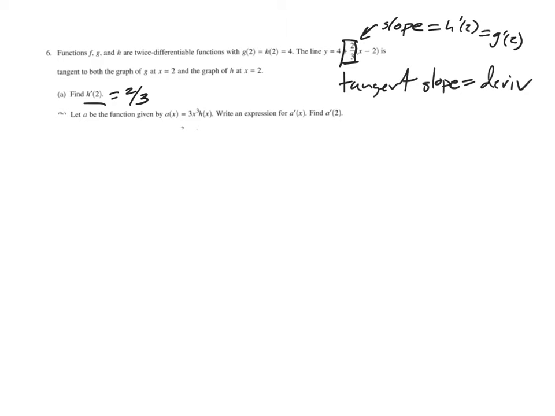All right, so let's do part B together. I know the B kind of got cut off here. Now it says, let a be the function given by 3x cubed times h of x. Write an expression for a prime of x, and then find a prime of 2. Well, the first thing you should recognize right here is that this is a product of two functions. We have 3x cubed times h of x. So this is the product rule.